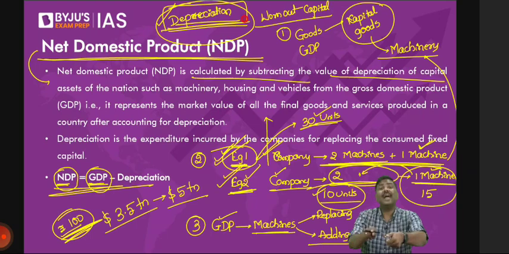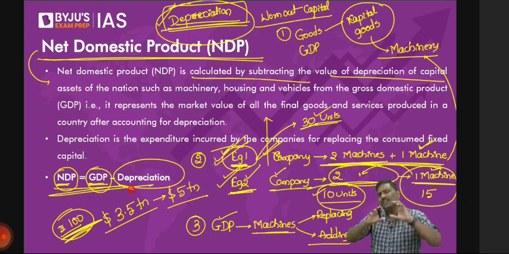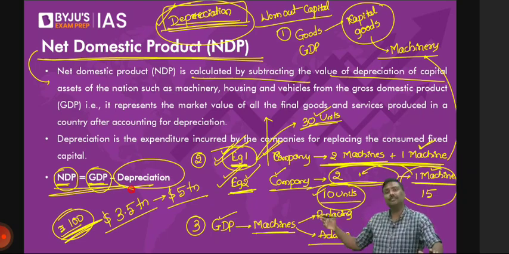And that's the reason I said, if depreciation of a country becomes 0, that's the best case scenario. Because in that case, none of the goods and services that are produced in India this year is used for replacing. Everything is addition to the capital. Right? This is net domestic product.